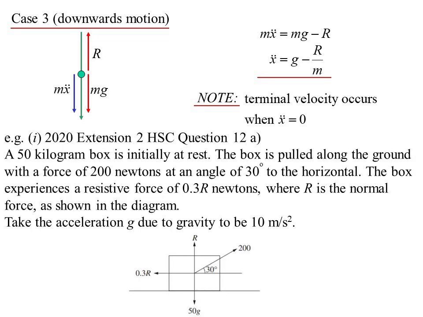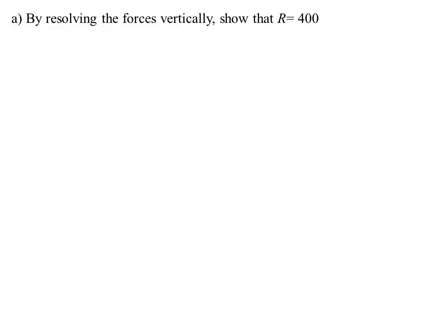Okay, let's look at some questions. So the first year of the new HSC course we're doing now, they asked this. A 50 kilogram box initially at rest, box is being pulled along the ground, force of 200 newtons, but it's at some angle of 30 degrees there. Experiences a resistive force of 0.3 R. R is the normal force. And that's what I was saying, that friction tends to be some multiple of the contact force, so normal force. By resolving the forces vertically, so they've told us to just look at the vertical forces, show that that contact force, R, turns out to be 400.